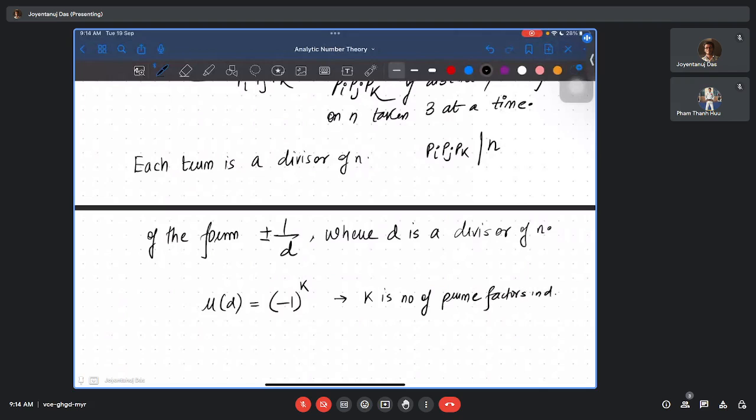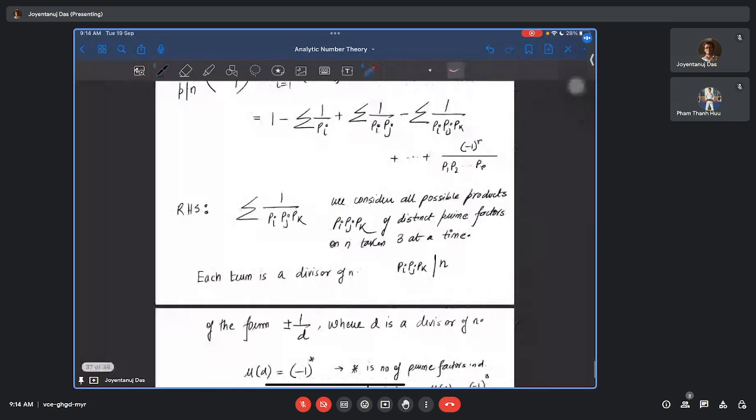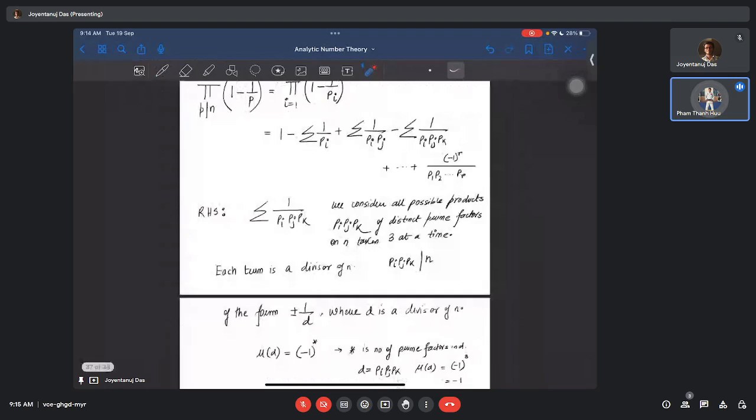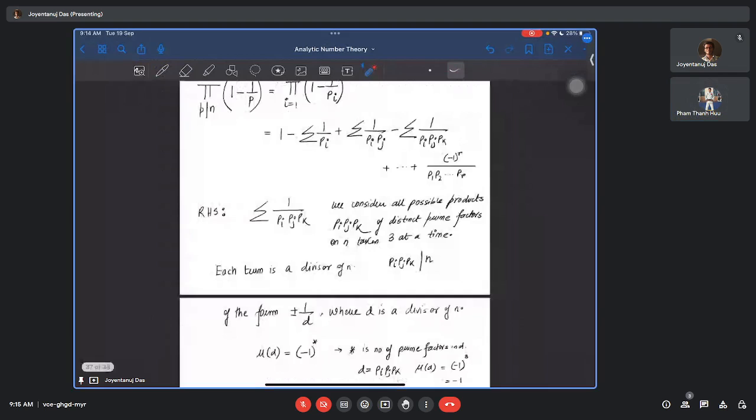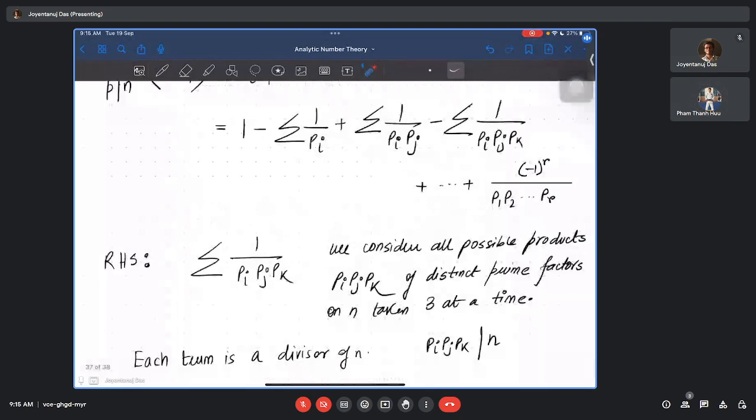So if d is pi pj pk, then mu of d will be minus 1 to the power of the number of prime factors, which is minus 1 cubed, so it is minus 1. So this minus 1 on every term, whether it is plus or minus, is nothing but the coefficient mu, because we can take the negative sign inside as a mu term.